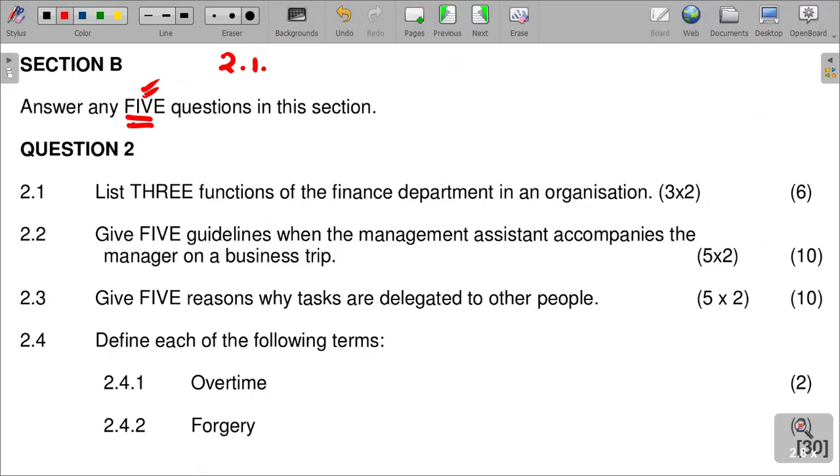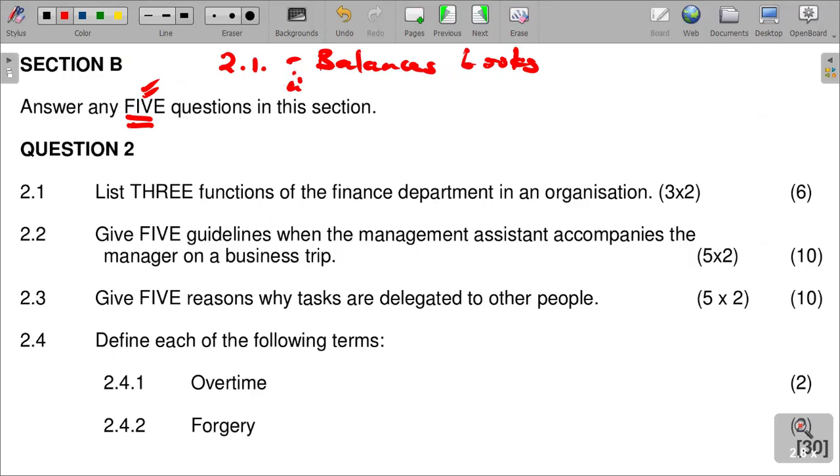2.1, list 3 functions of the finance department in an organization. One of the key functions of a finance department is to balance books. We are talking about balancing financial books, the company cash flows. They are balanced by the finance department.